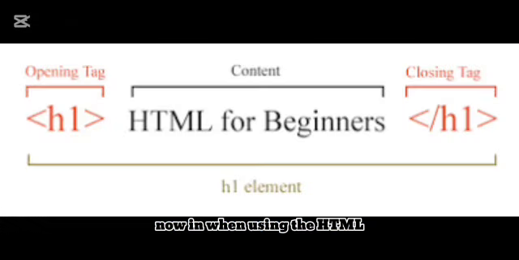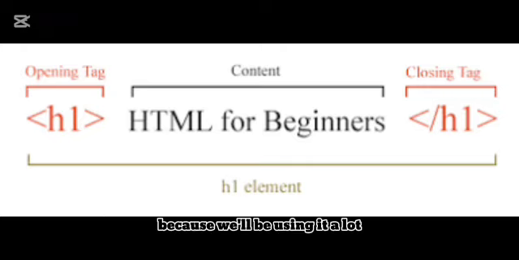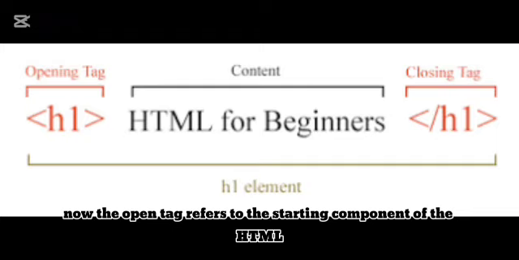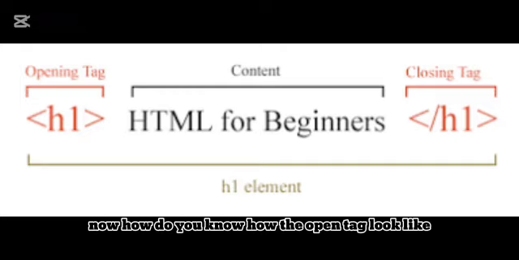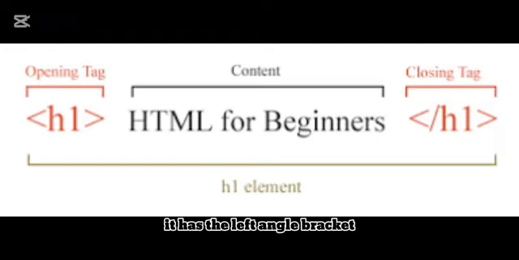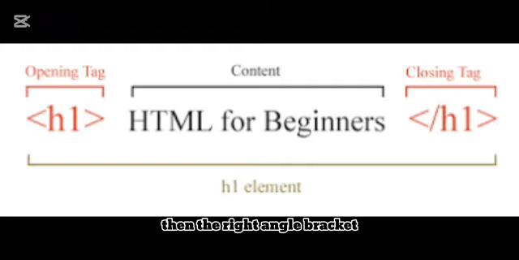Now, when using the HTML, when you want to code, you need to understand what we mean by the open tag and the close tag, because we'll be using it a lot. The open tag refers to the starting component of the HTML. It shows the beginning of it. How do you know how the open tag looks like? It has the left angle bracket, that is the lesser than sign, and an element written inside, then the right angle bracket, which is the greater than sign. That is how the open tag looks like.